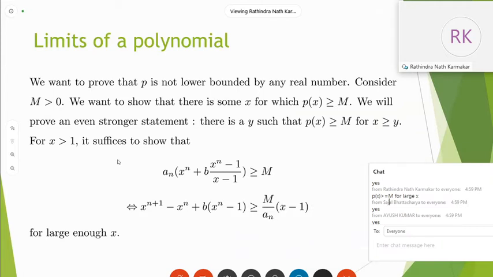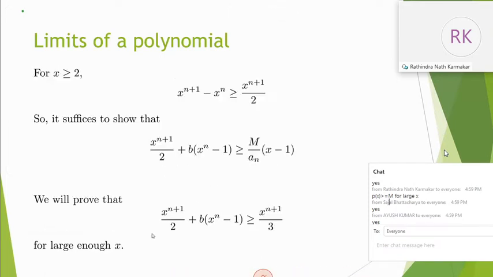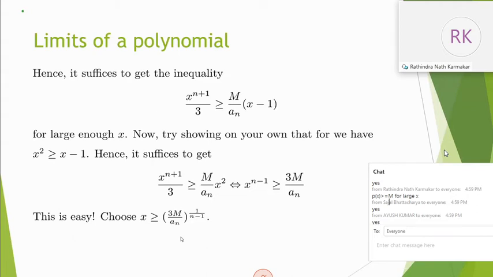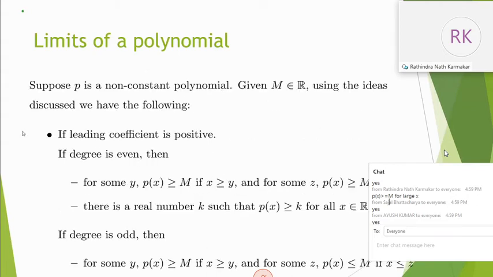Okay. So let's generalize this result a little bit. What did we do for so long? We have considered a non-constant polynomial P, and we wanted to prove that P is either not lower bounded by any real number or not upper bounded by any real number. Now I said that let us focus on the case when the leading coefficient is positive, and for positive leading coefficient, we will prove that P is not lower bounded by any real number.